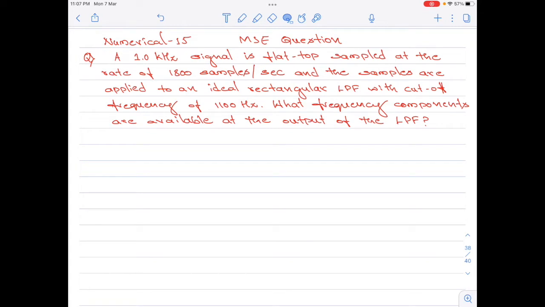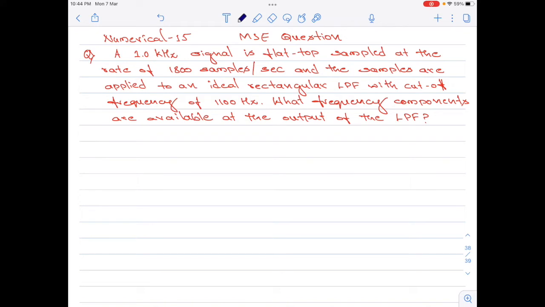A 1 kHz signal is flat top sampled at a rate of 1800 samples per second. And the samples are applied to an ideal rectangular low pass filter with a cutoff frequency of 1100 Hz. What frequency components are available at the output of the low pass filter?